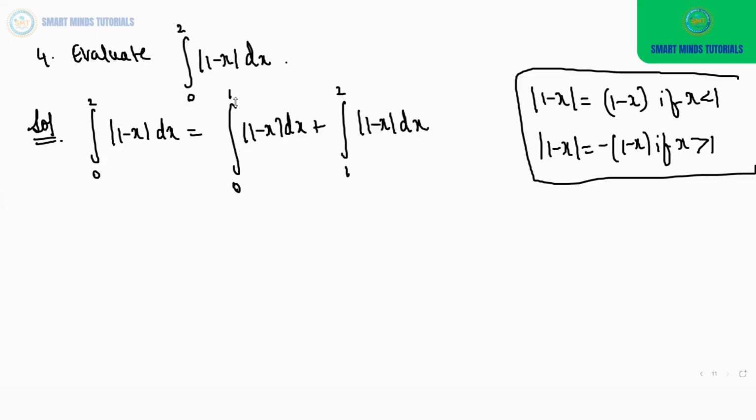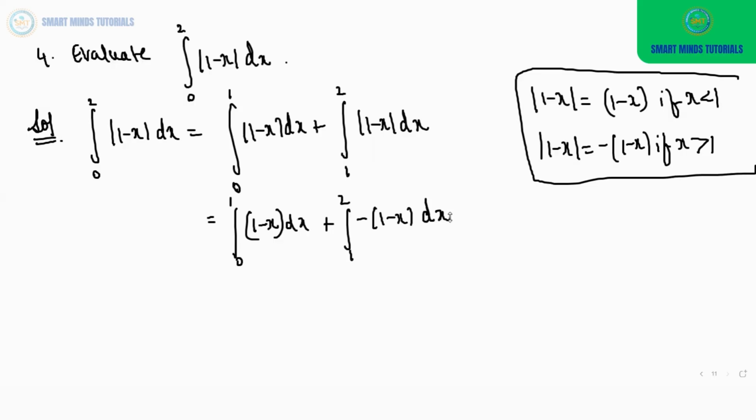Now from 0 to 1, if the values are 0 to 1, will it be positive or negative? From 0 to 1, it will be positive. So I write integral 0 to 1, 1 minus x dx. Now I removed the modulus here. Now, here also I want to remove the modulus. If any value is between 1 to 2, mod 1 minus x will become negative. So that is minus of 1 minus x. Did you understand? First term is positive, second term is negative.